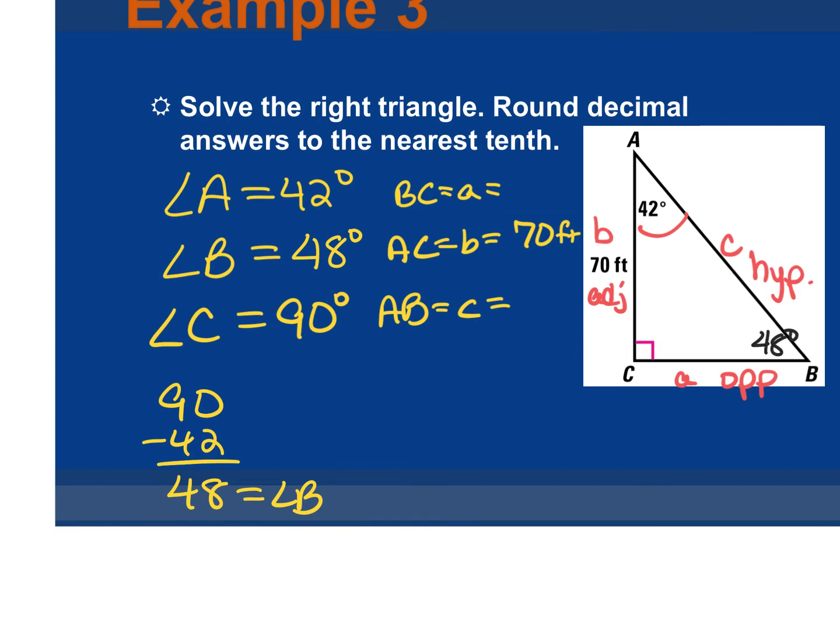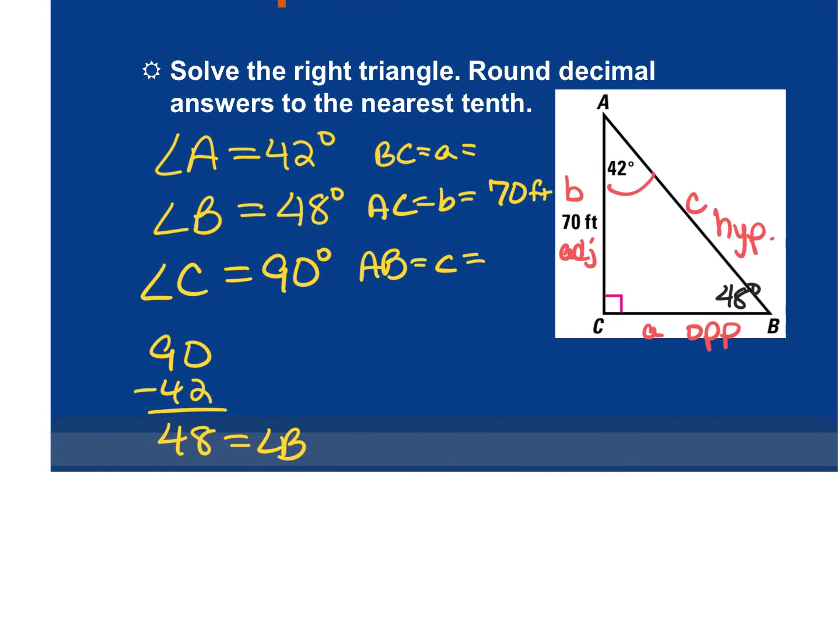Now I need to start working on finding the side lengths. So this is where the labels are going to come into play. Technically, I could use that newly found angle B if I was confident in my subtraction. But let's say you made a careless mistake. What if you thought 90 minus 42 was 38? And then you try to use that to find little a and little c, you'd get those wrong as well. So it's always better to go back to the original given, and I'm going to use the 42. Everybody good on that? All right, so I'm going to go ahead and find little a first.